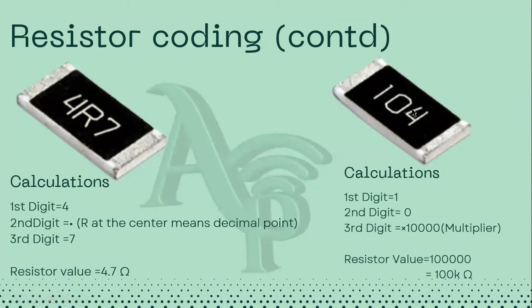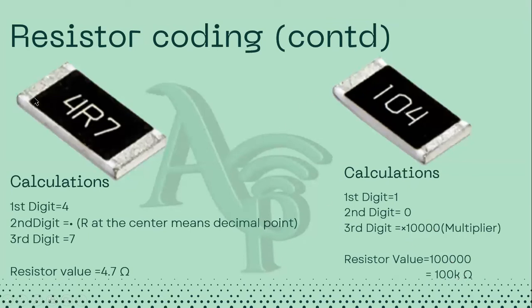And the last digit, which is this third digit, represents the number of zeros, or exponential. So here we have 4, which is 4 zeros, 1, 2, 3, 4. So we have 1 and 0, first and second digit, multiplied by 4 zeros, which at the end of the day is going to give us 100 kilo ohms.